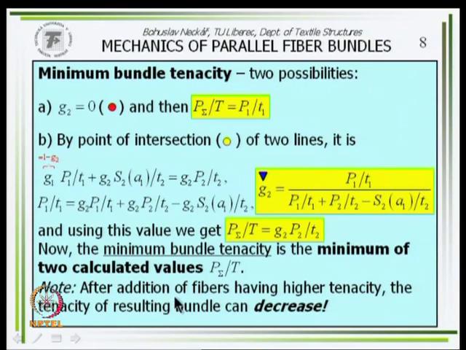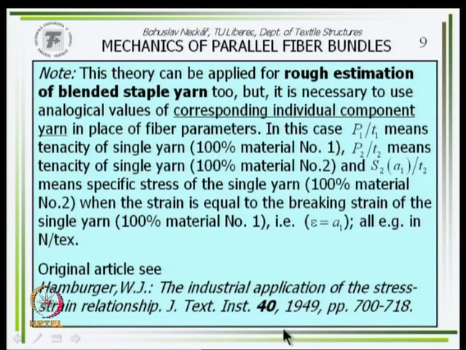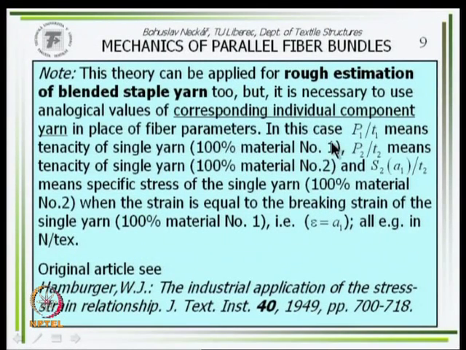I said after addition of fibers having higher tenacity, the tenacity of resulting bundle can decrease. This theory can be applied for a rough estimation of blended staple yarns too. Of course, staple yarn is not ideal parallel fiber bundle. But the preferential direction in yarn is longitudinal. Yeah, so that it is a little similar to our ideal bundle. Therefore, our result can be roughly used also for evaluation of yarn tenacity of blended yarn. How it is applied?